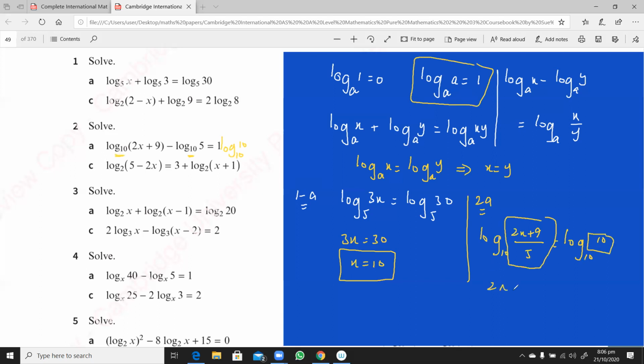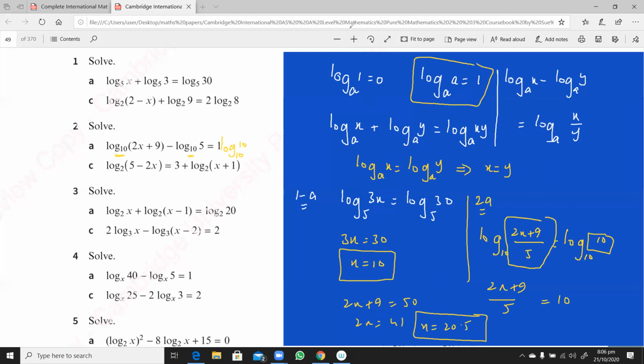Now we can say that this part is equal to this 10. So (2x plus 9) over 5 is equal to 10. You can solve this: 2x plus 9 equals 50, 2x equals 41, and x is 20.5. That is the solution to this.